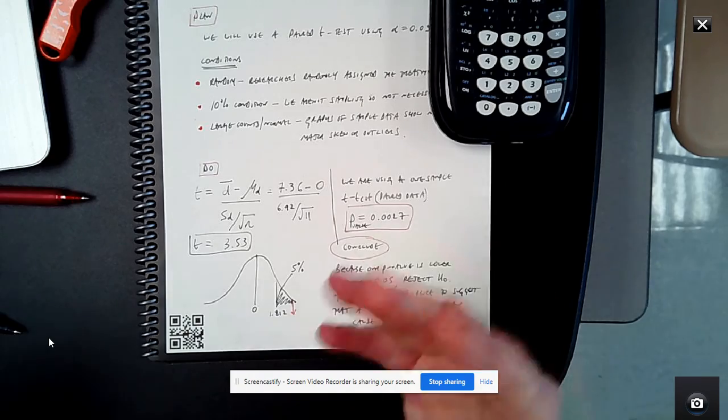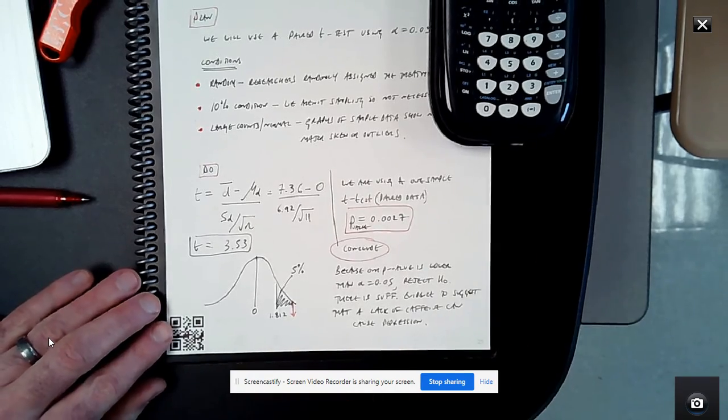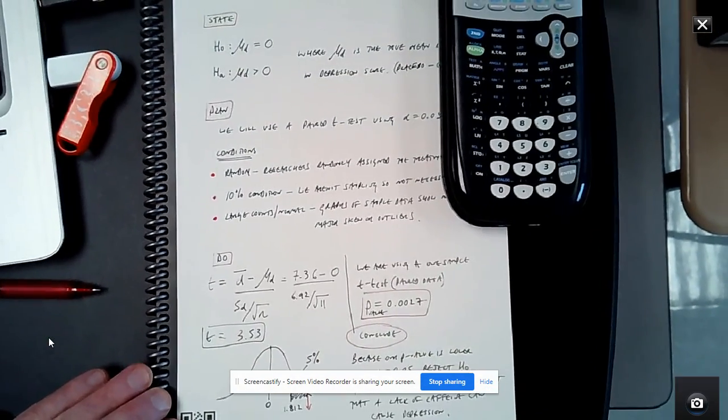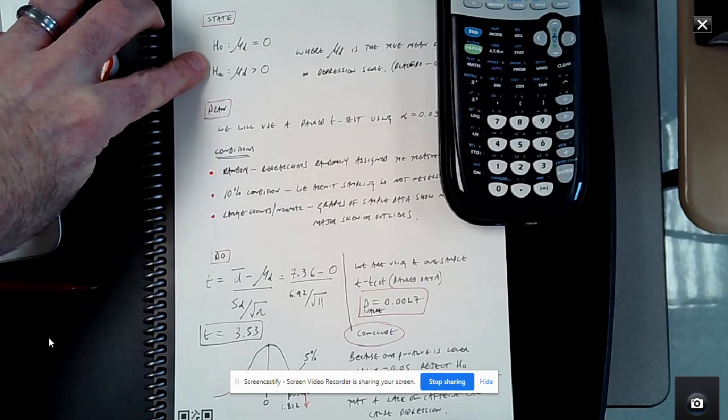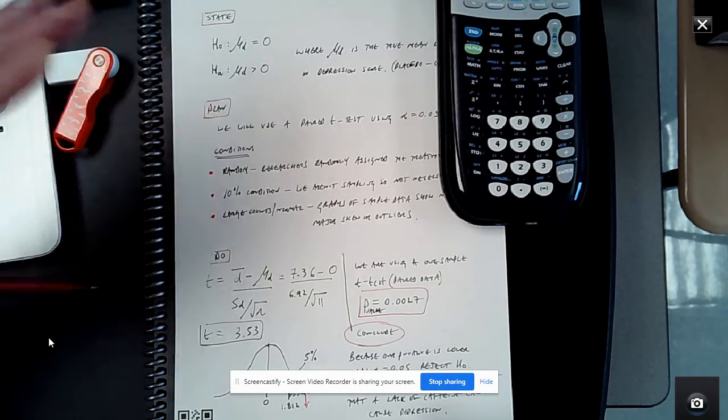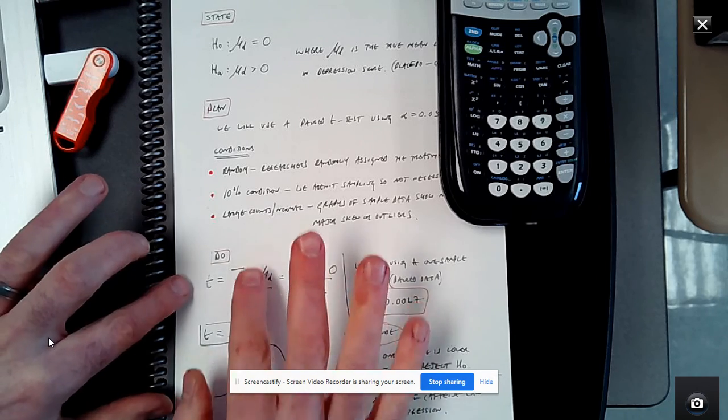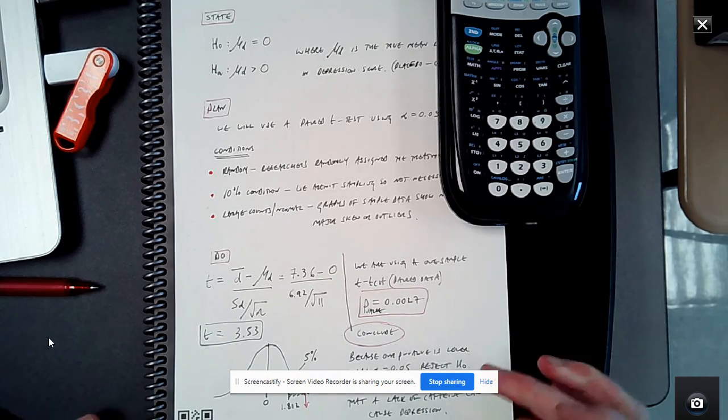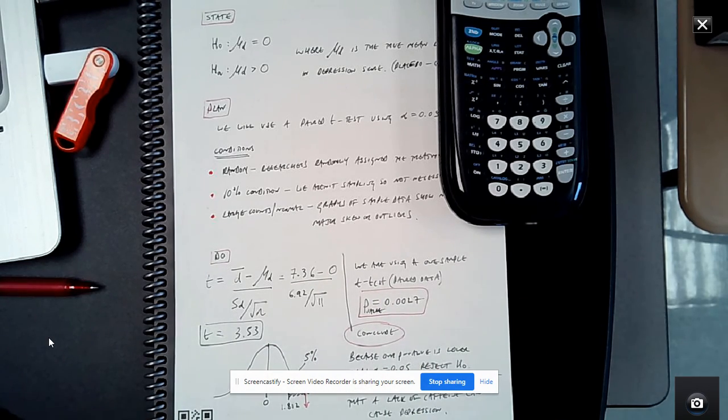So when you're doing these kind of questions, it's very important that you have these 4 steps, that you state what it is you're trying to figure out. You make a plan, test those conditions, do the significance test, and then finally come up with that conclusion.